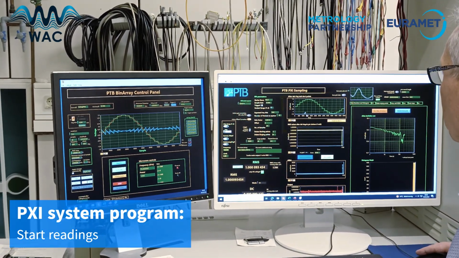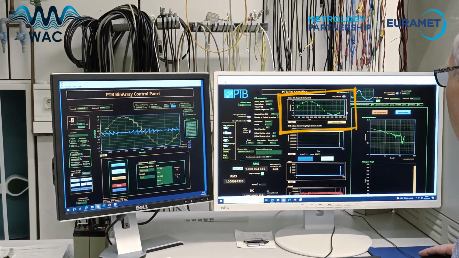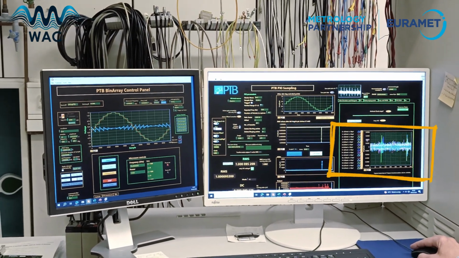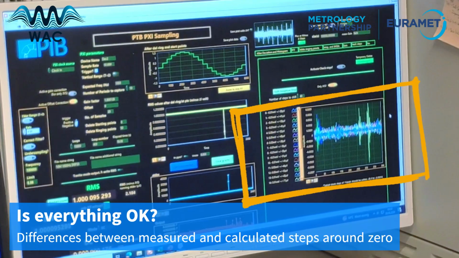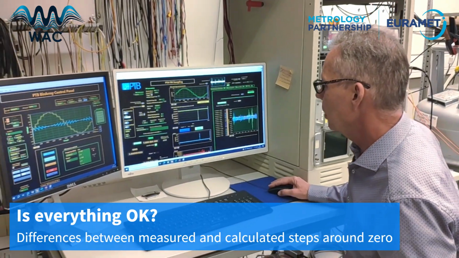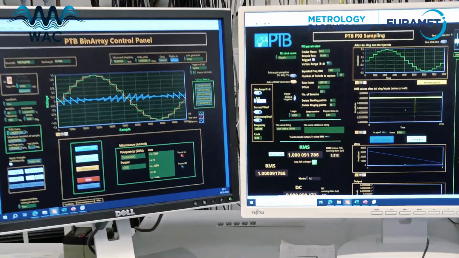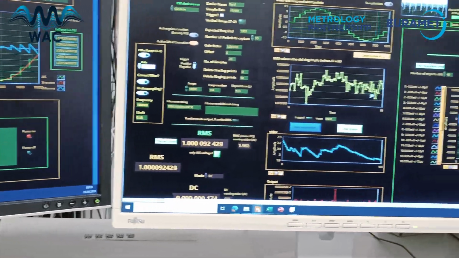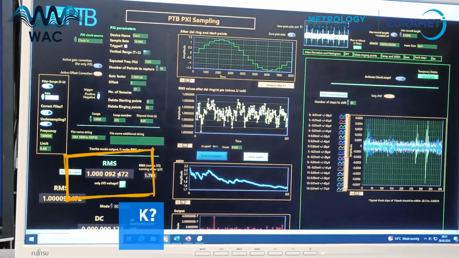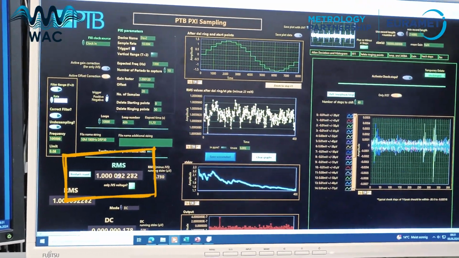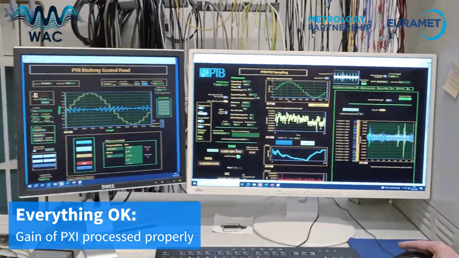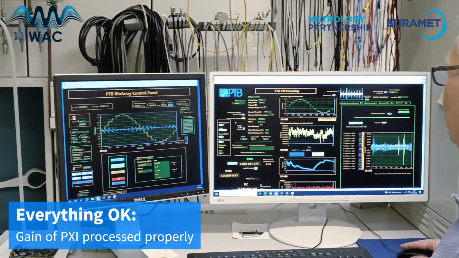of the PXI. And what you see here now is the Josephson waveform, and I can go to check steps, and as you see here, there are little disturbances, but the difference between the measured steps and the calculated steps are all around 0, so everything is perfect. I can do a reading, and as you see, there's a stable reading. The theoretical value for the RMS of the Josephson should be 1 volt and 91 microvolt above, and that's exactly what we measure now. So that means the gain of the PXI is also set properly.